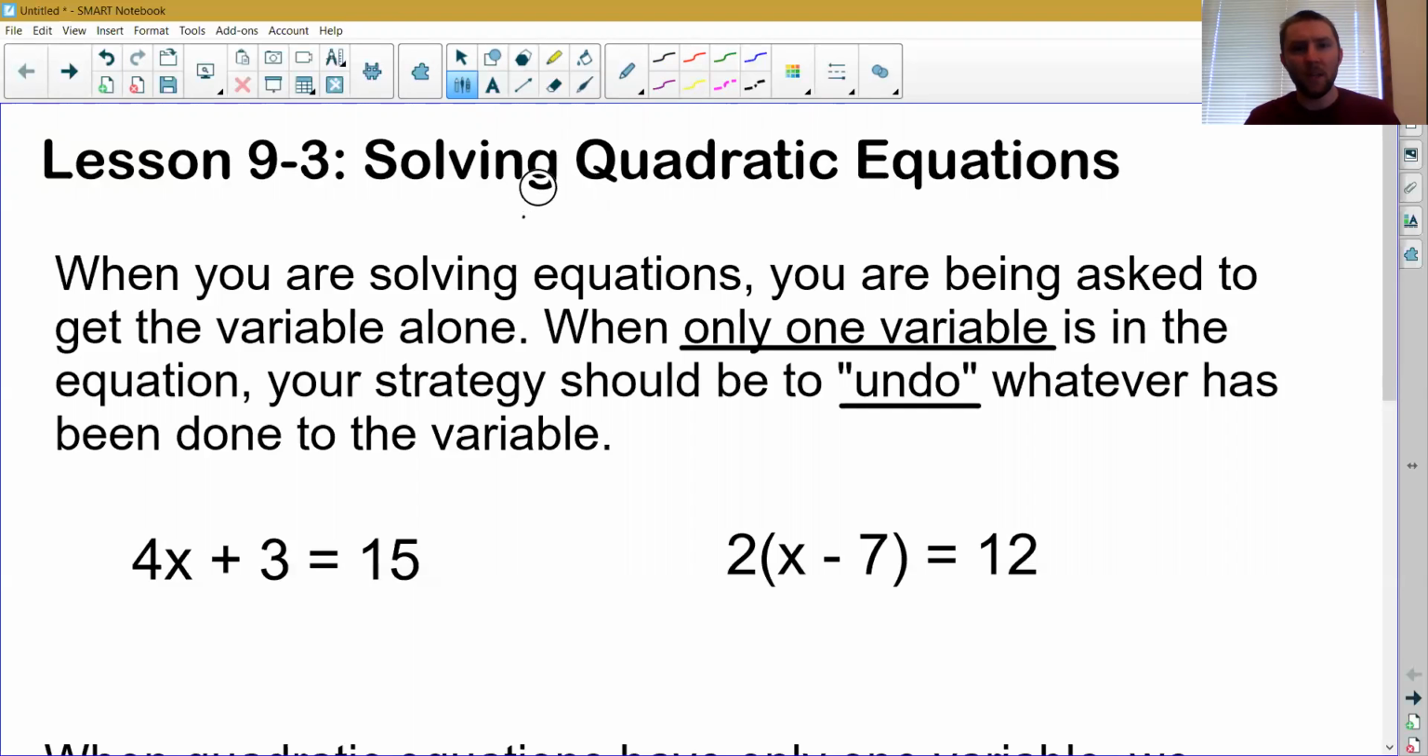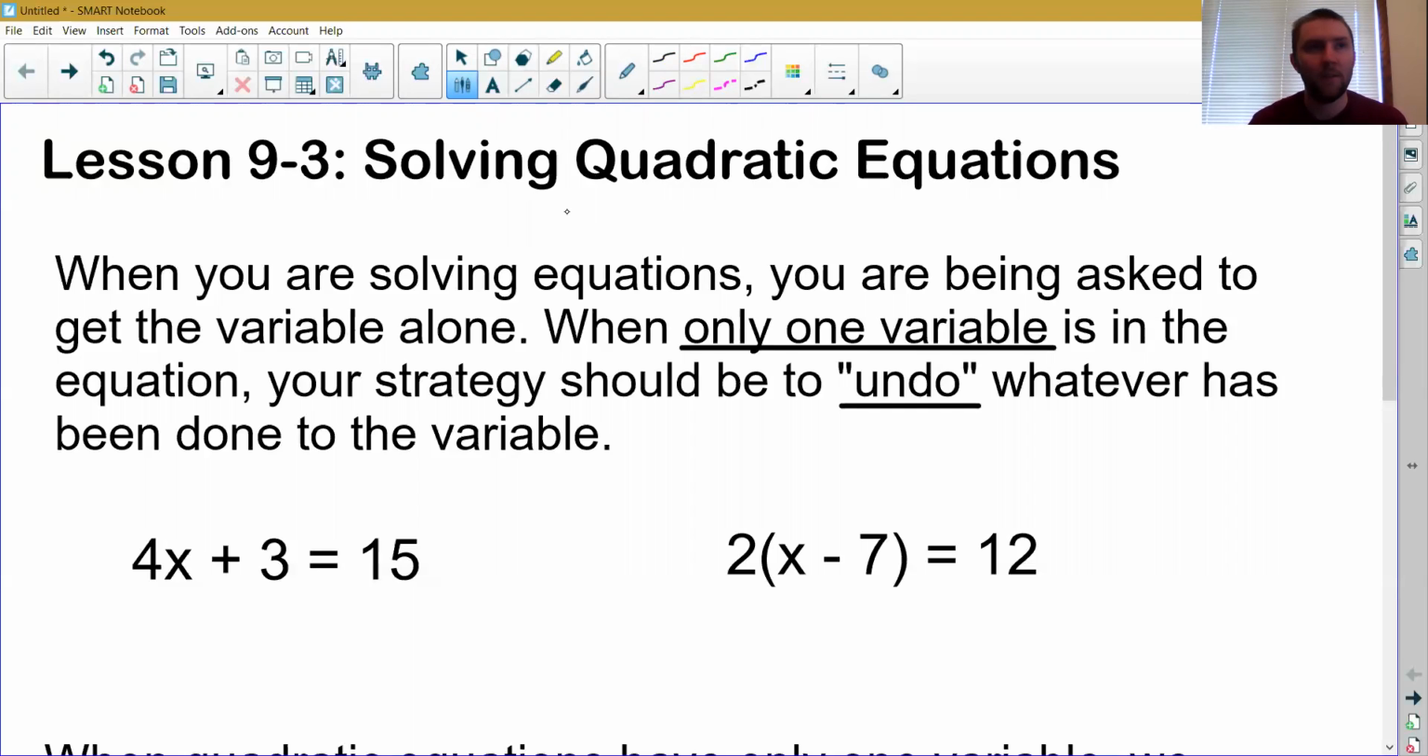And our goal today is to begin to talk about how we would solve those equations, okay? How do we solve quadratic equations? How is it the same? How is it different, maybe, from solving equations that we have done before? Okay, so remember that when you are solving equations, you're being asked to get the variable alone, okay?